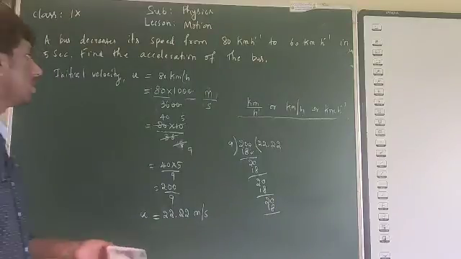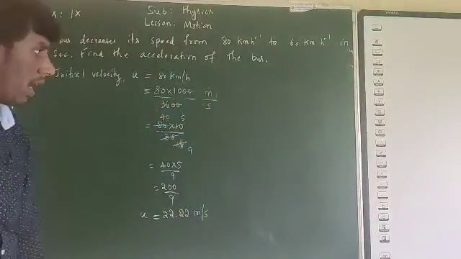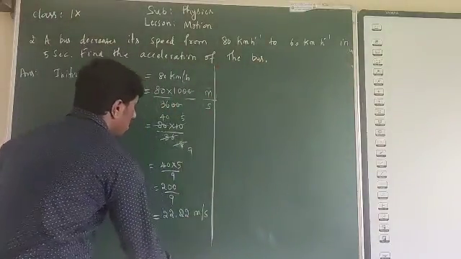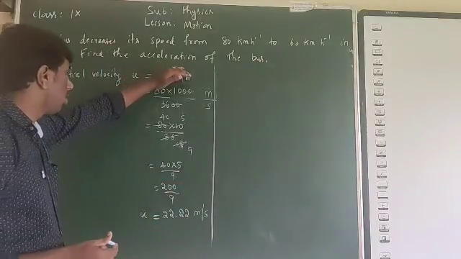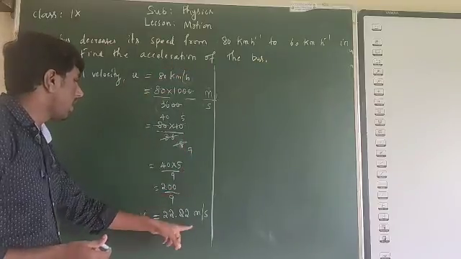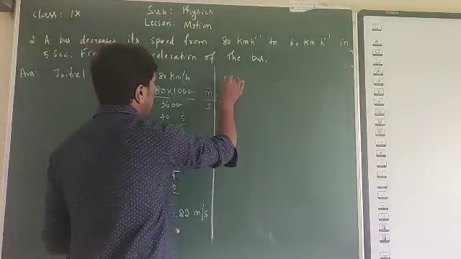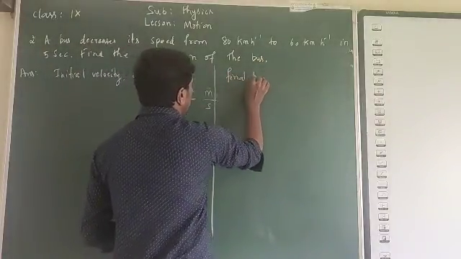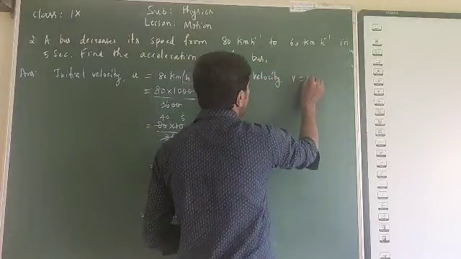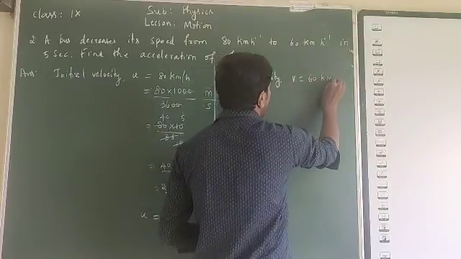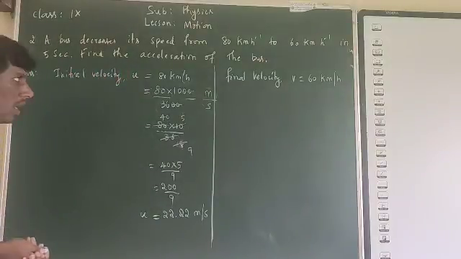So we write the final velocity now. Okay, so initial velocity is done, that is u is equal to 22.22 meter per second. We converted kilometer per hour into meter per second. Now final velocity v is equal to how much? 60 km per hour. Final velocity is 60 km per hour.